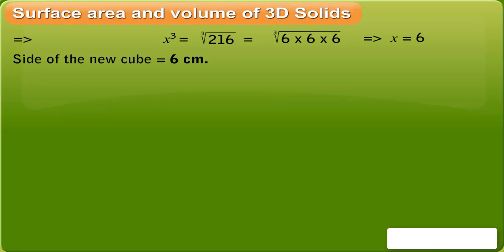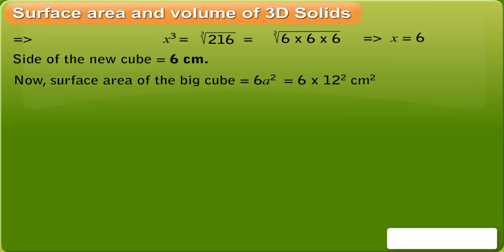Therefore, the side of the new cube is equal to 6 centimeters. Now, the surface area of the big cube: we know the formula for the surface area of a cube is 6a square, which is equal to 6 into 12 square, this is given in the question, centimeter square. This is equal to 6 into 144 centimeters square, which is equal to 864 centimeters square.